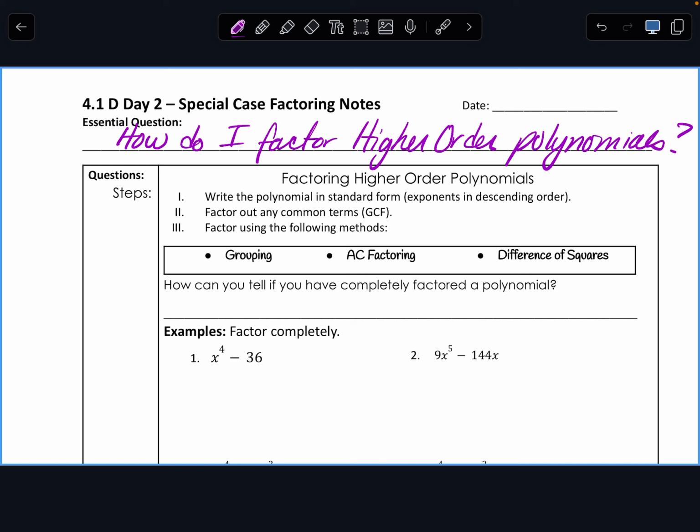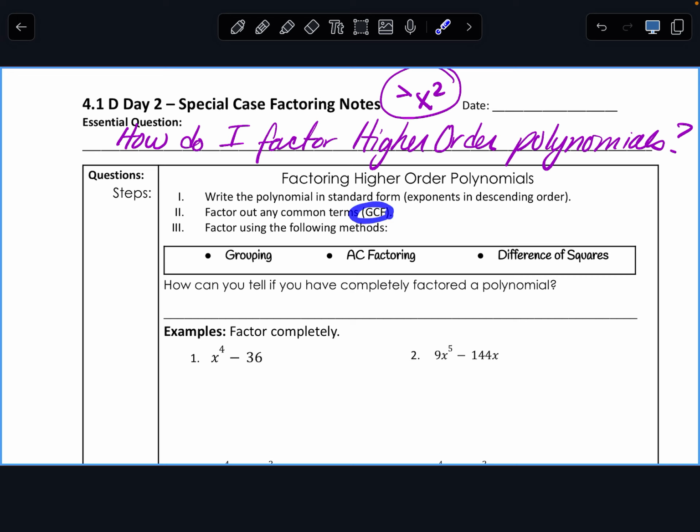So this is greater than x squared. That's what we mean by higher order. Actually not equal to, just greater than. So the rules for doing this are, first, put it in standard form, descending order. Make sure that it's in that form. That's the easiest way. We have to have that set up like that.